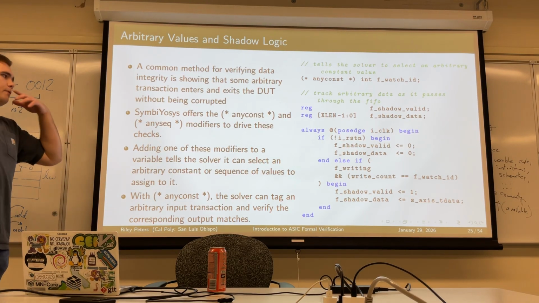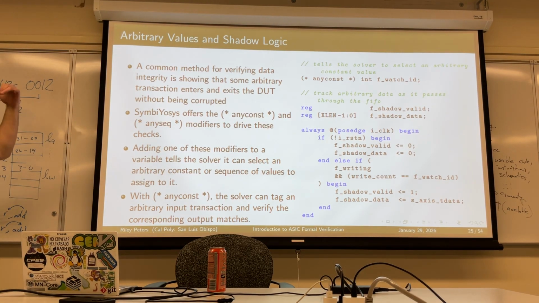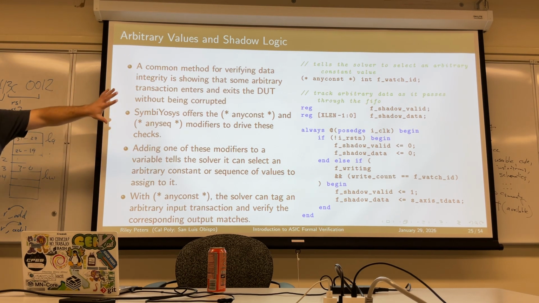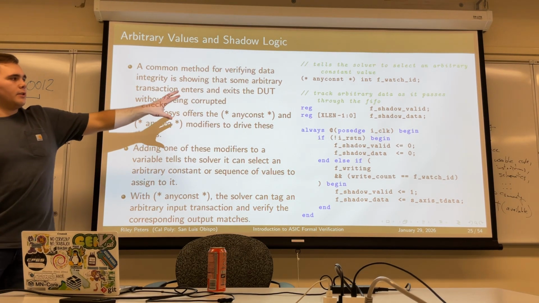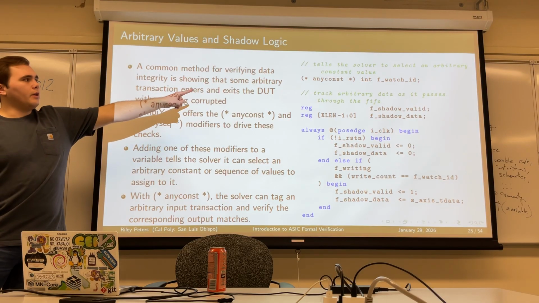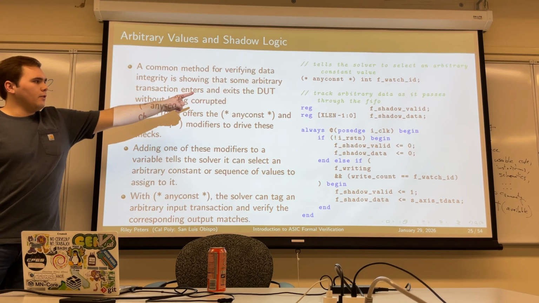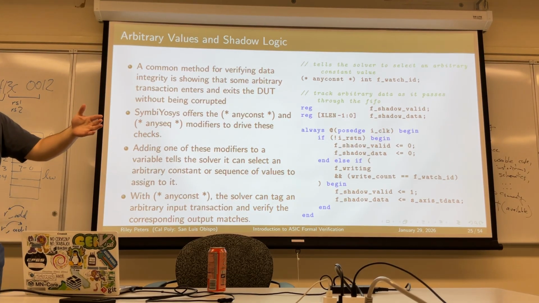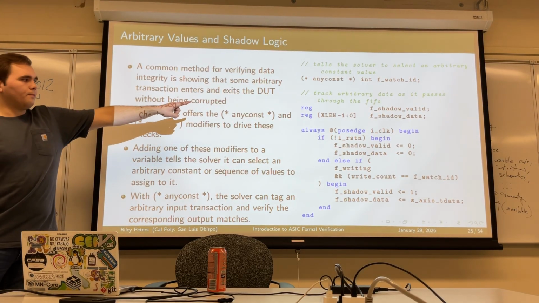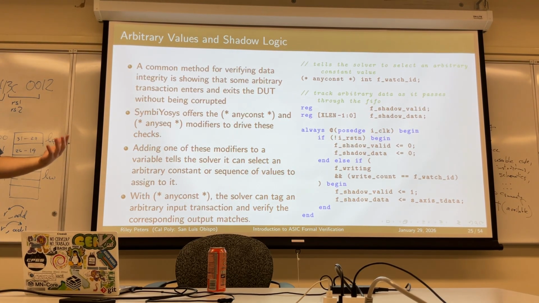The other cool feature that Symbiosis gives you is free variables, or arbitrary values, whatever you want to call them, that are a way to tag some variable with anyconst or anyseq. These two things tell the solver, pick whatever, either a constant value for the whole simulation or a sequence of values changing every clock cycle for that variable. And that lets you do some interesting things.